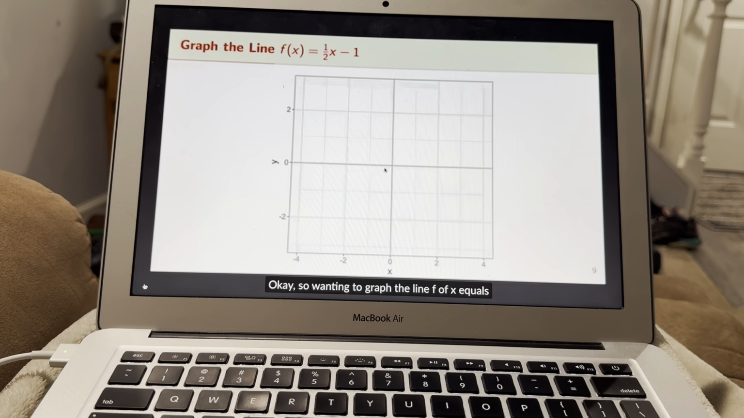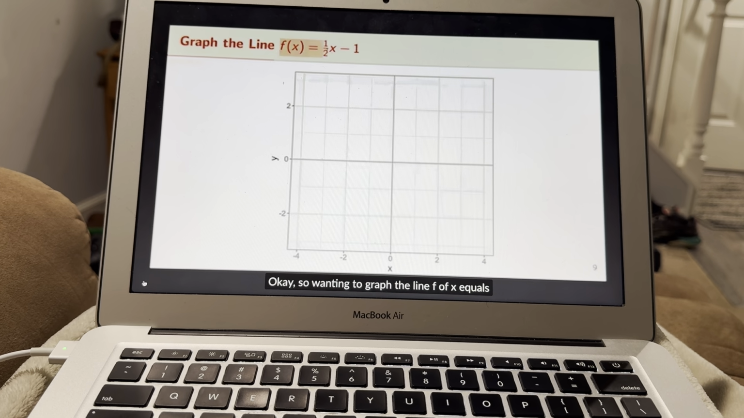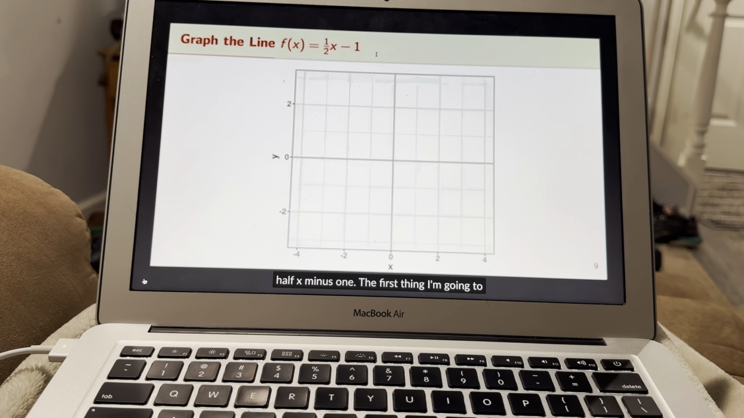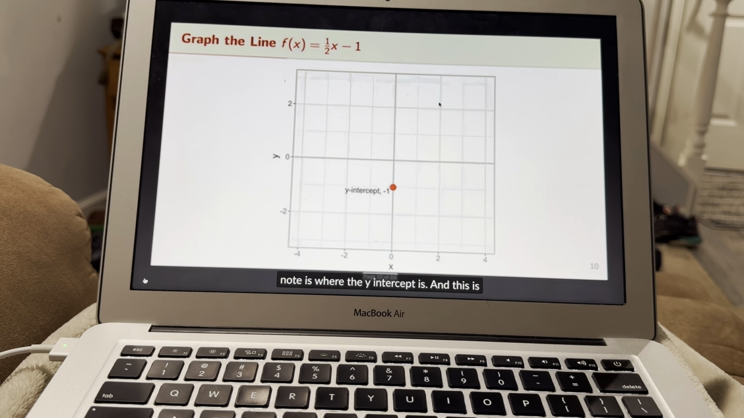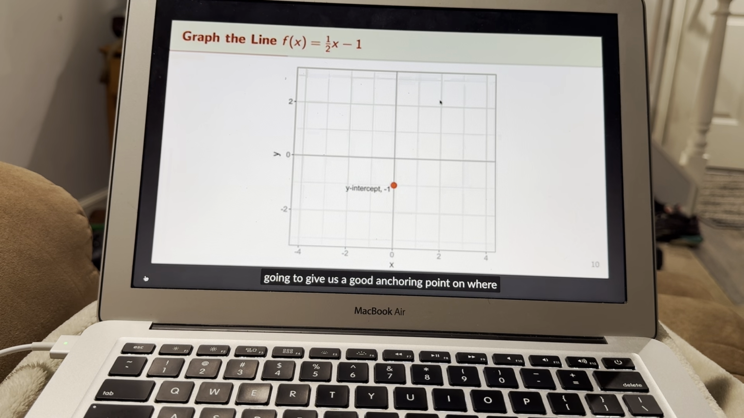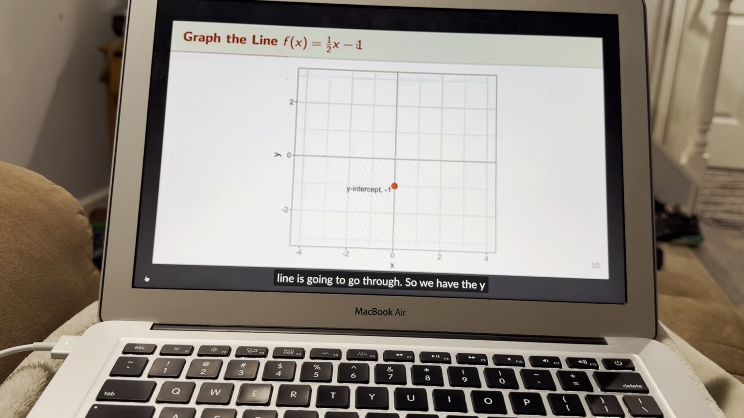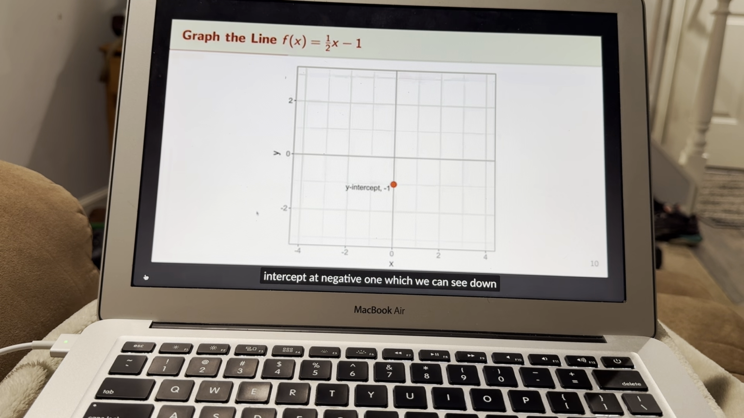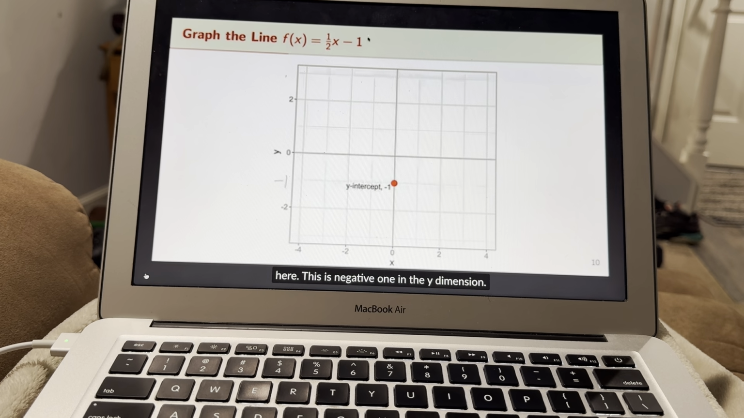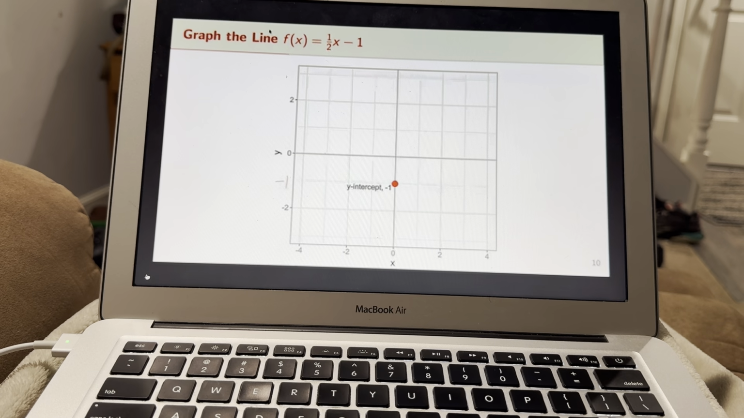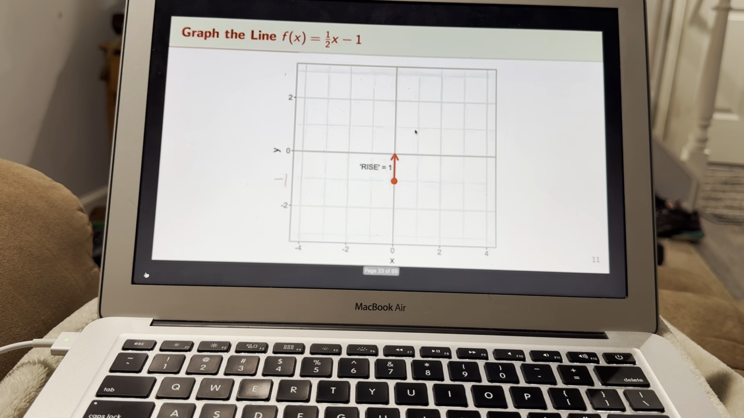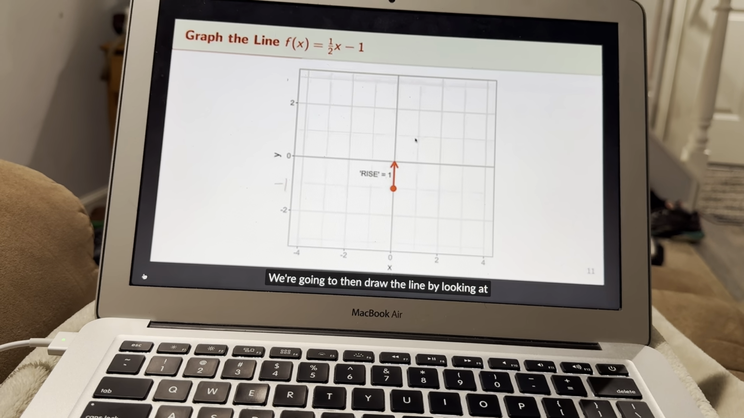Okay. So we're wanting to graph the line f of x equals 1/2 x minus 1. The first thing I'm going to note is where the y-intercept is. This is going to give us a good anchoring point, a point on which the line is going to go through. So we have the y-intercept at -1, which we can see down here. This is -1 in the y dimension.